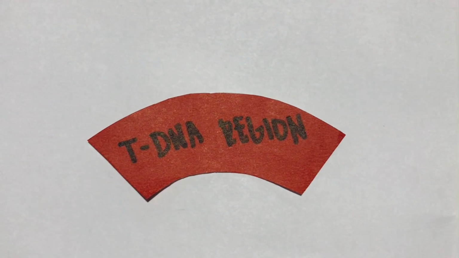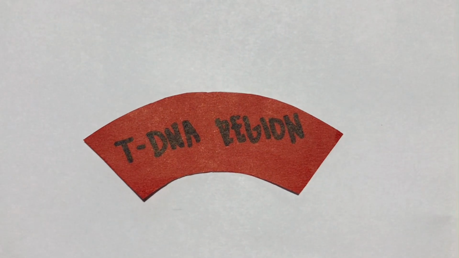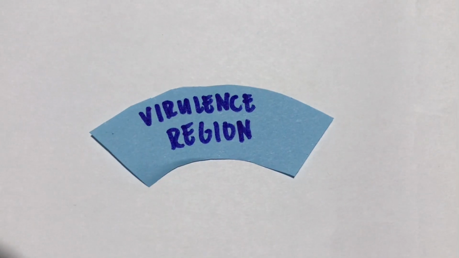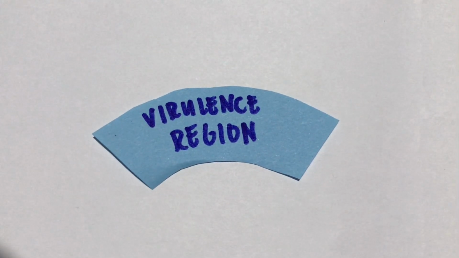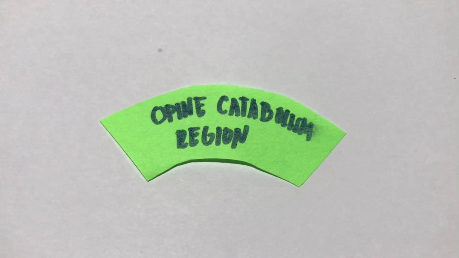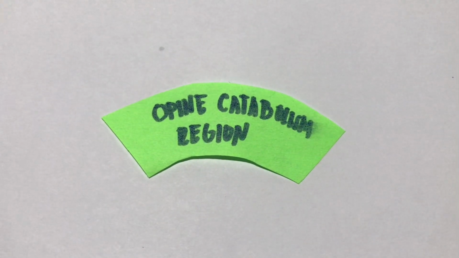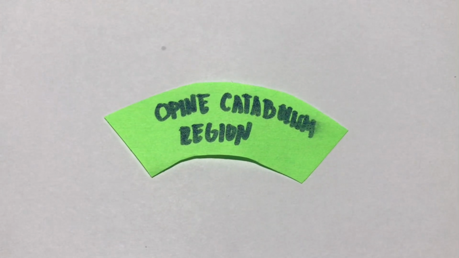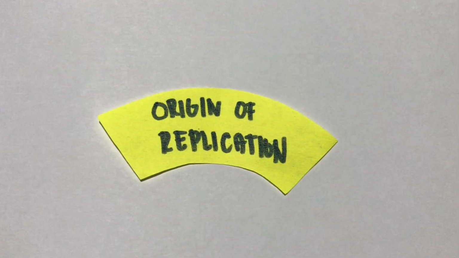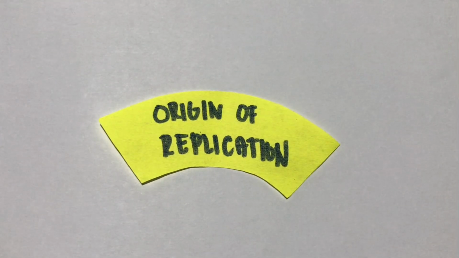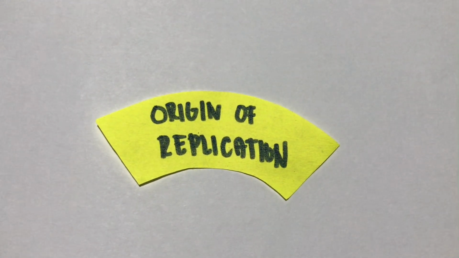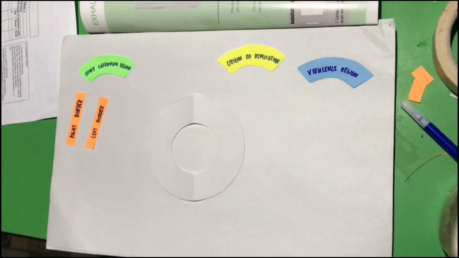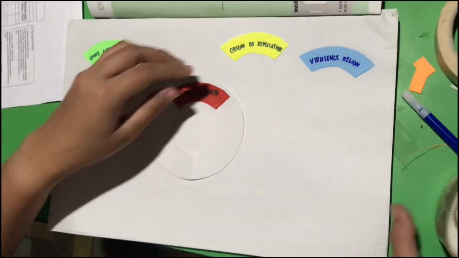We used red paper for the T-DNA region, containing tumor-causing genes. We used blue paper for the virulence region, which helps transfer DNA. We used green paper for the opine catabolism region, which lets bacteria use plant-made nutrients. The last paper is yellow for the origin of replication, which allows the plasmid to make copies of itself. We also added border sequences that mark where T-DNA begins and ends.